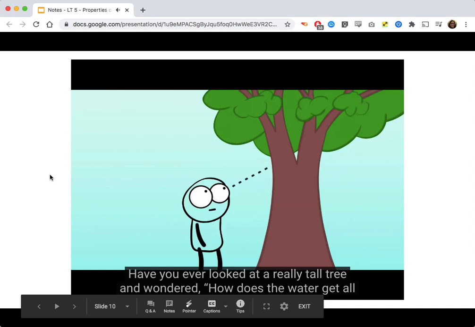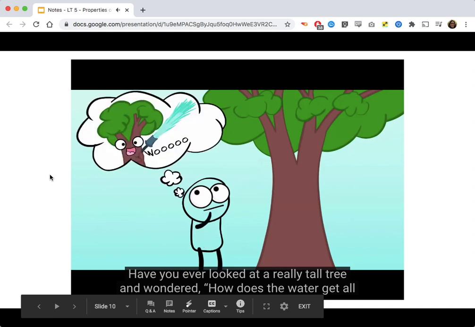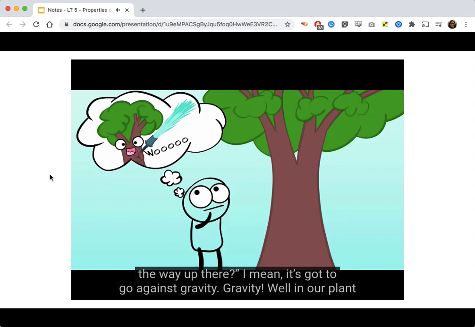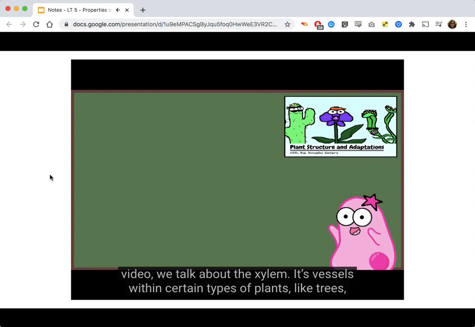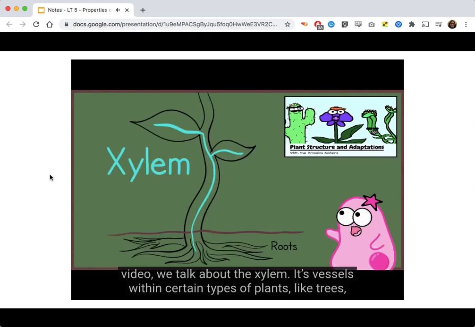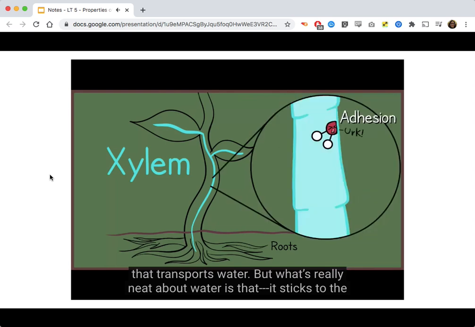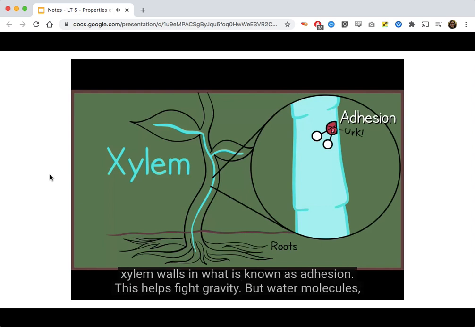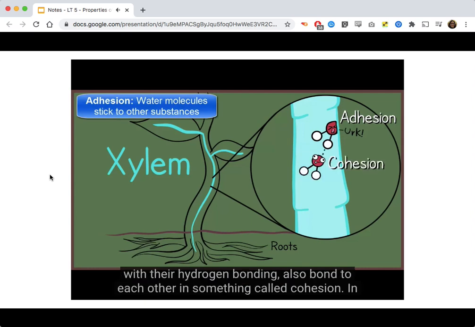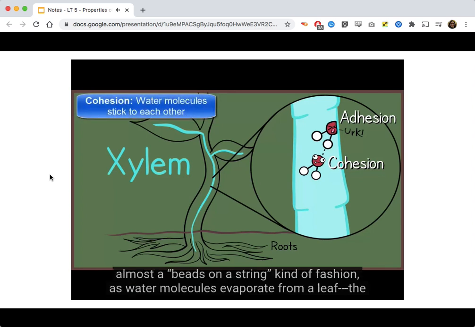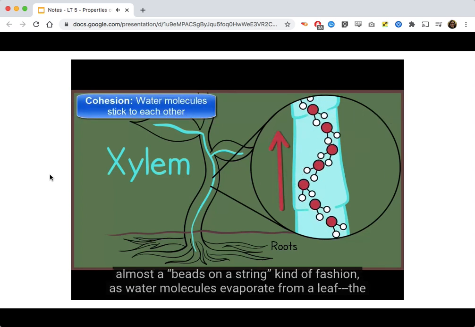Have you ever looked at a really tall tree and wondered, how does the water get all the way up there? I mean, it's got to go against gravity. Well, in our plant video, we talk about the xylem. It's vessels within certain types of plants, like trees, and these vessels transport water. But what's really neat about water is that it sticks to the xylem walls in what is known as adhesion. And this helps fight gravity. But water molecules, with their hydrogen bonding, they also bond to each other in something called cohesion. It's almost a beads on a string kind of fashion.